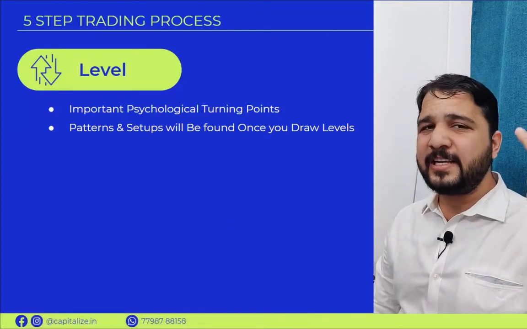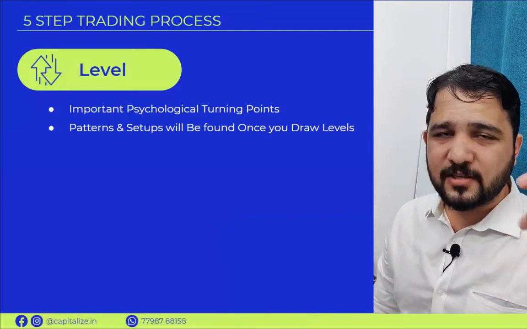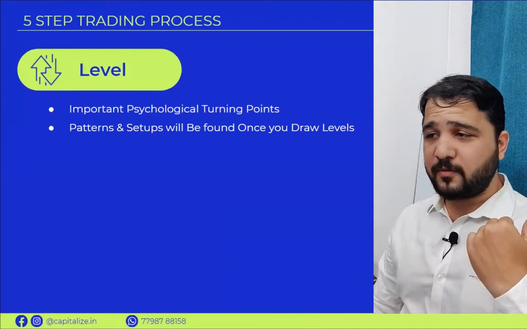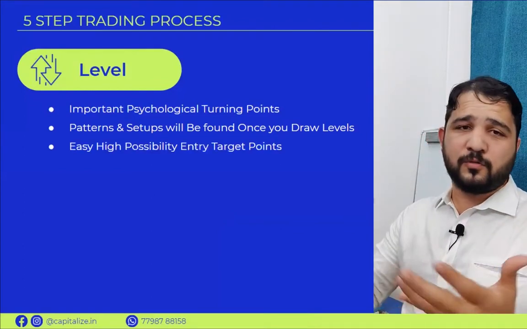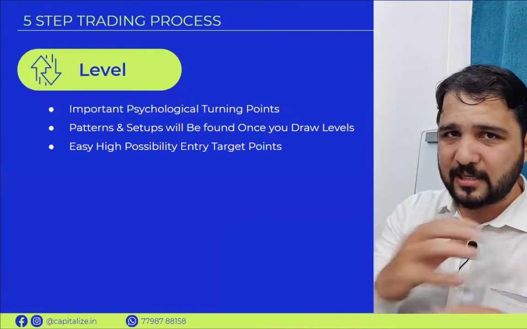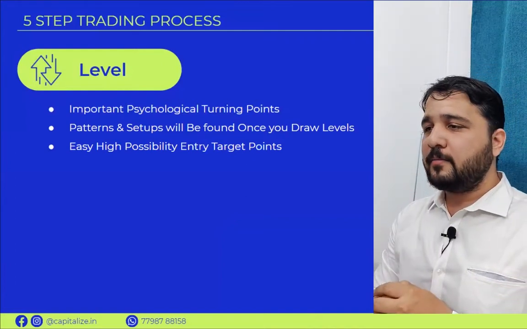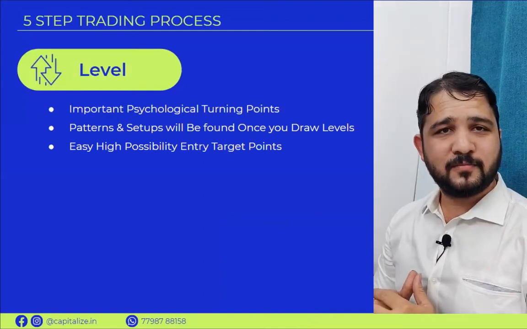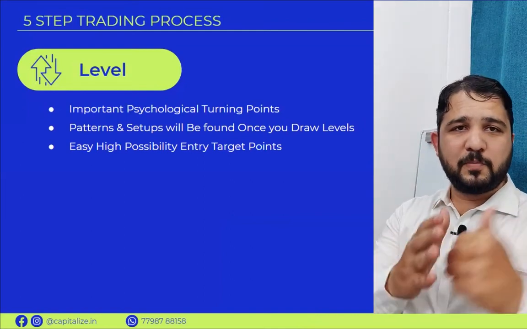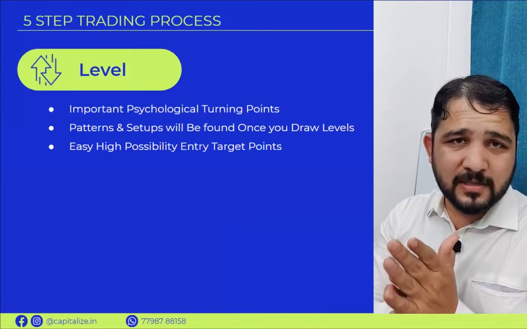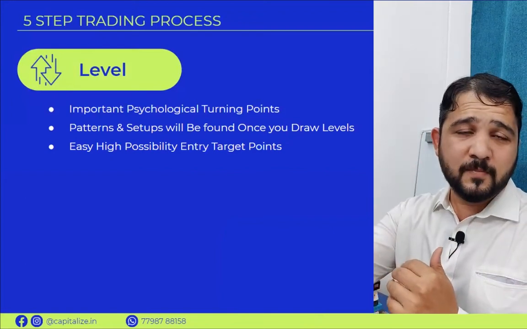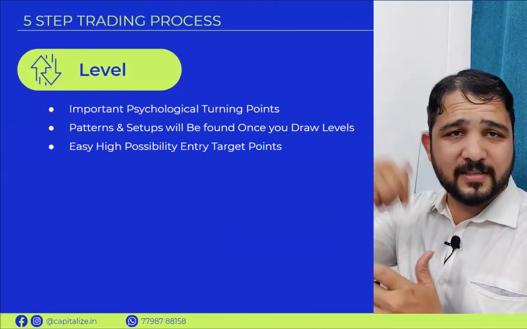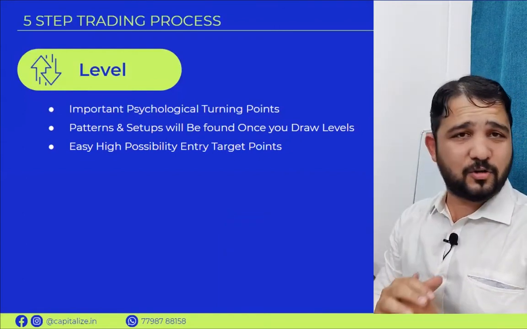You need at least two, one support and one resistance, to understand where the price might go in the future. That is why, once you find the patterns and setups around that level, you will see easy, high probability entry and target points. Because now you know most people are going to be entering at this support level, so there is a high chance that the stock might go bullish, so you can start taking your position accordingly. And then you know that upside there's a resistance, so you can keep that resistance as your target.